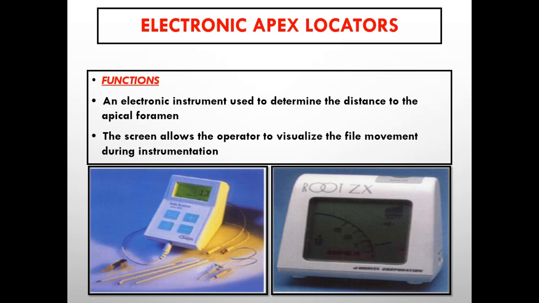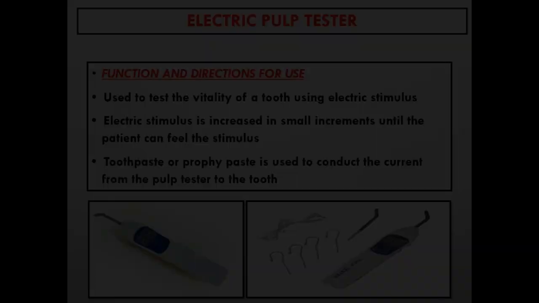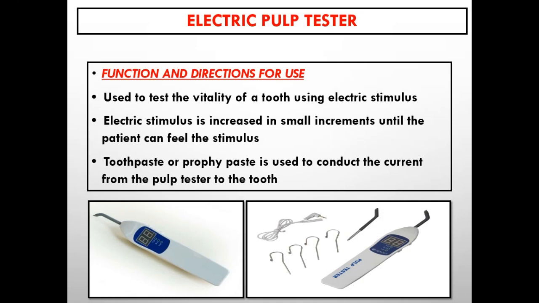Similarly, electronic apex locators are used to determine the distance of the apical foramen. The screen allows the operator to visualize the file movement. It is very, very useful in working length determination. Similarly, the electric pulp tester is used to test the vitality of the tooth using electric stimulus. The electric stimulus is increased in small increments until the patient can feel the stimulus, and toothpaste or prophylaxis paste can be used to conduct the current from the pulp tester to the tooth.